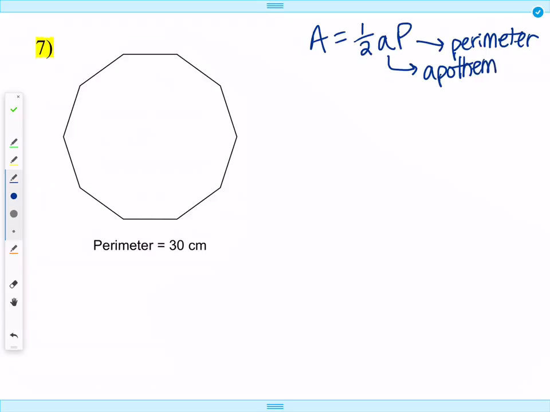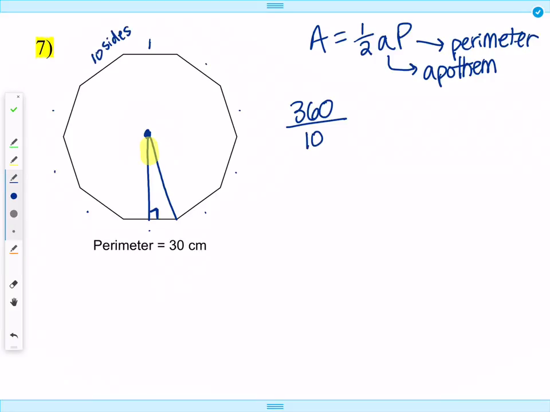So the apothem here goes from the center down to one side, and it's going to make a right angle with that side. And so the way we started these problems was by drawing in that triangle, and we've got to figure out the measure of this angle at the top. And so to do that, we would take 360 for the full circle and divide it by however many sides we have. So if we count up our sides here, starting with 1, 2, 3, 4, 5, 6, 7, 8, 9, 10. So we have 10 sides.